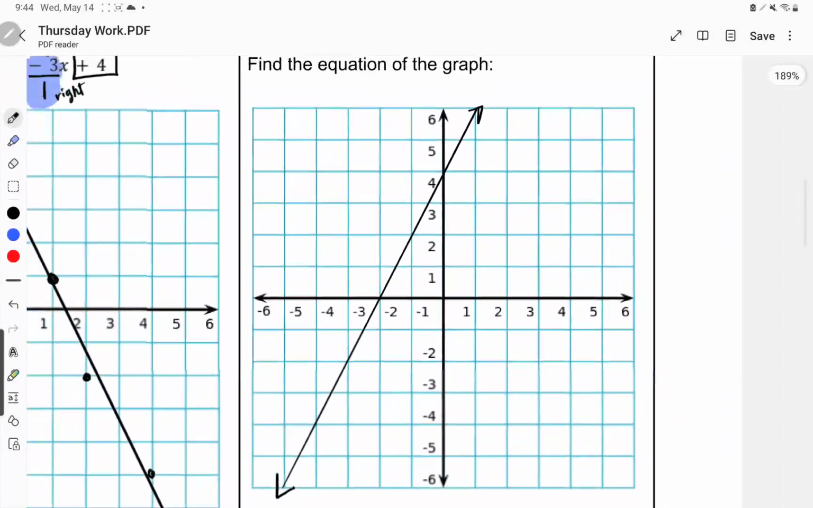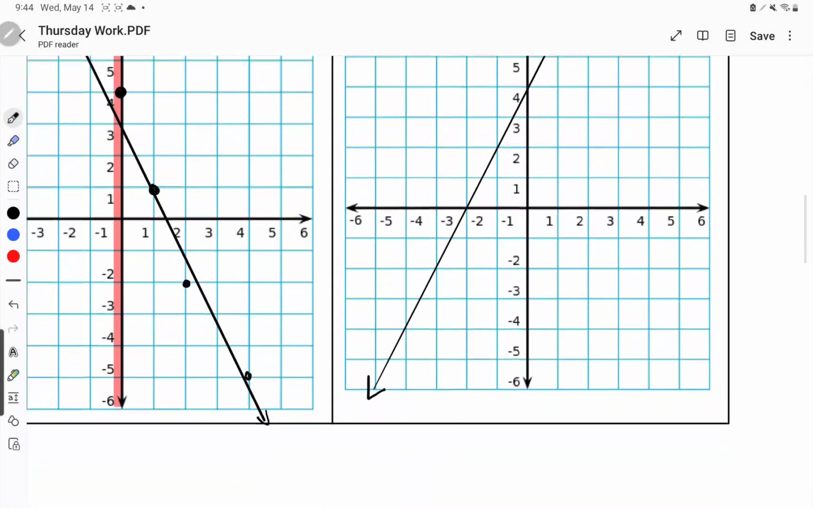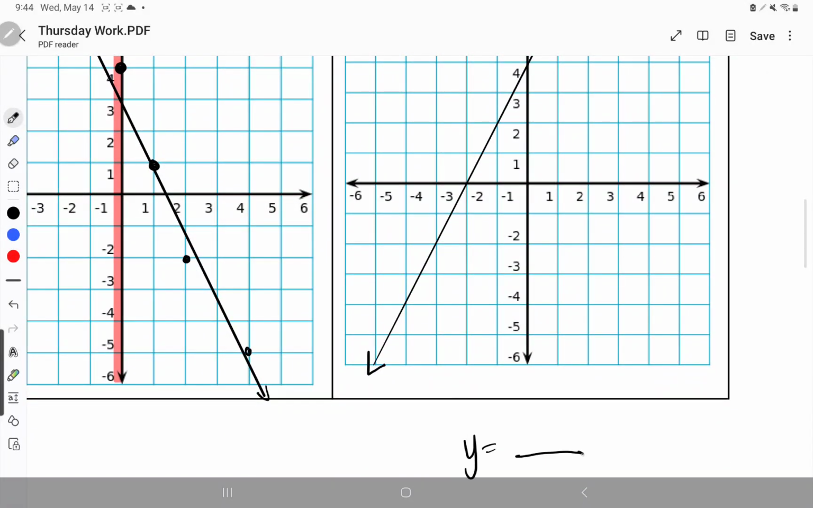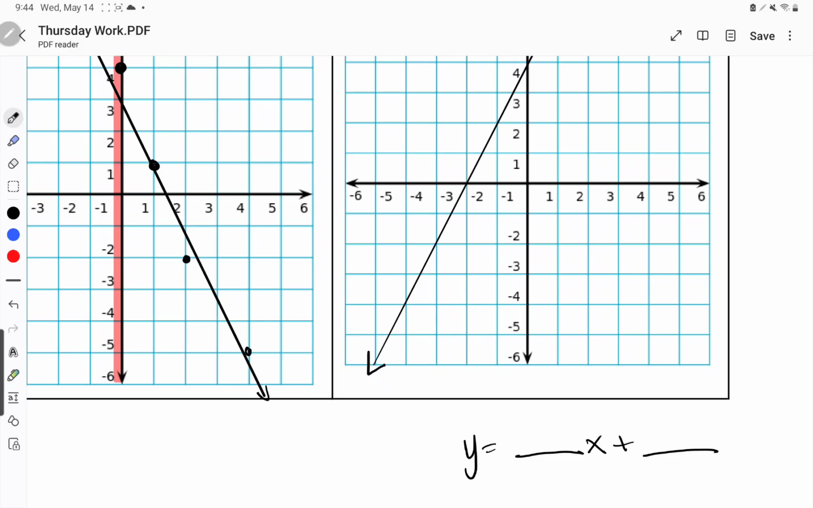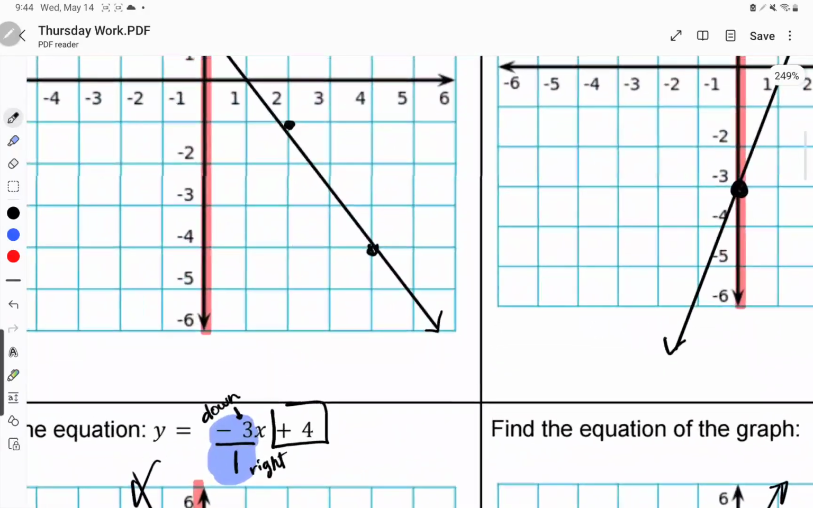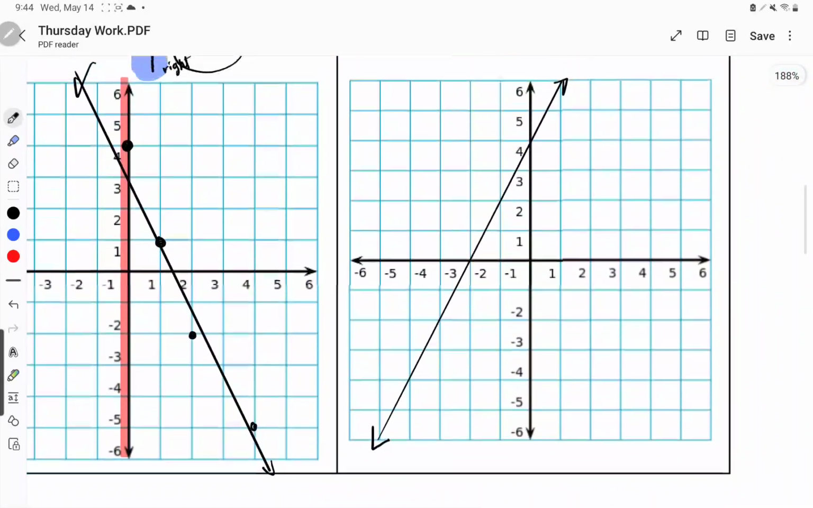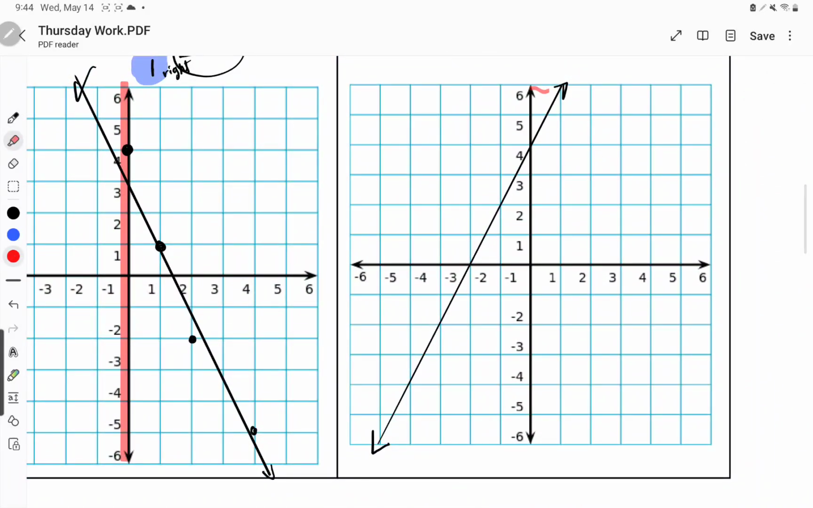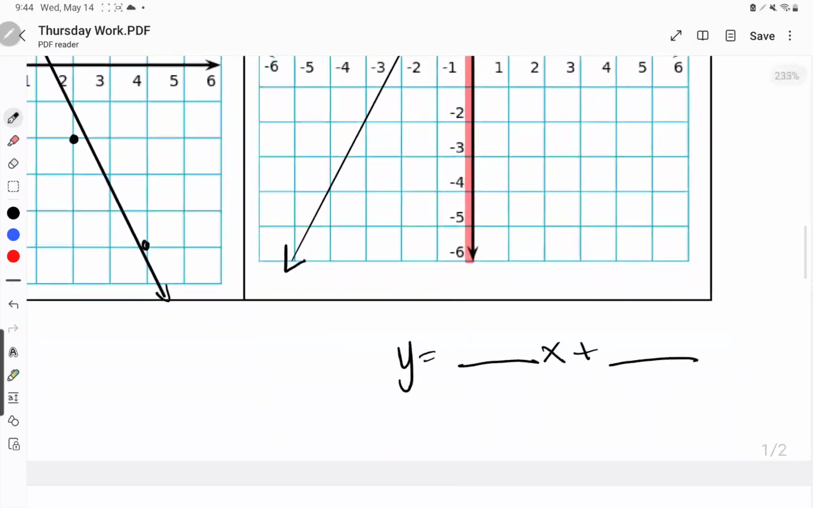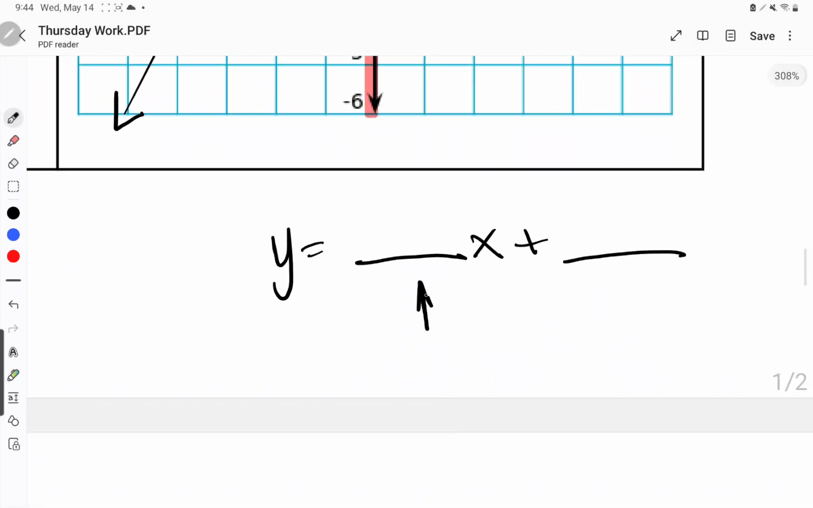All right, so for this one, it says to find the equation of the graph. So remember, I have y equals blank x plus blank. The first thing I do, just like how we graphed this first on our y-axis, we're going to take a look at our y-axis first. So I'm going to highlight that y-axis. What point do you see on that y-axis? I see a 4. So my 4 goes in the left blank or the right blank? It goes in the right blank because 4 is b.